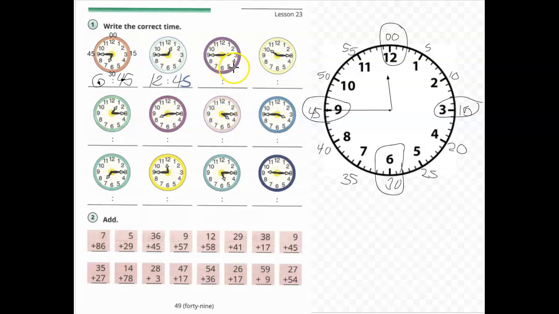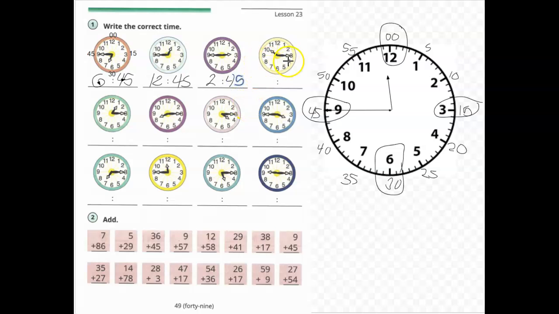Okay. So we're looking at our hour hand. It's almost to that 3, almost. Not there yet though, so it's still 2. And our minute hand is touching this 9, so that means it's 45, so 2:45.